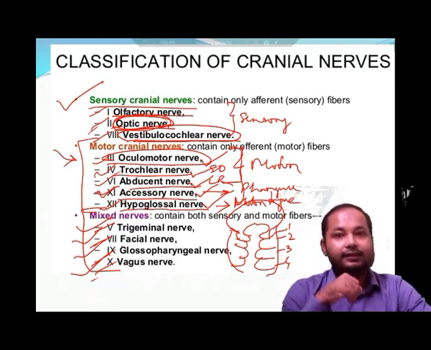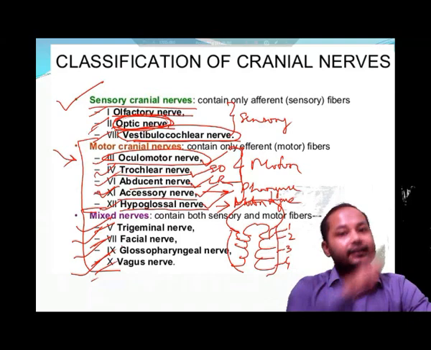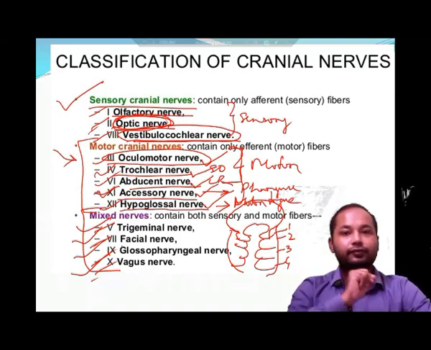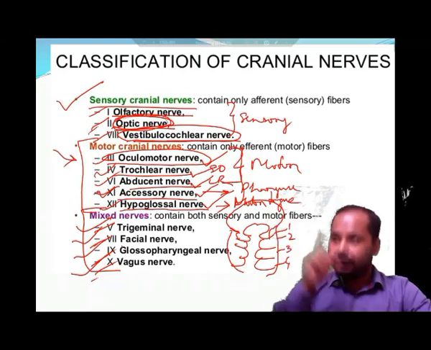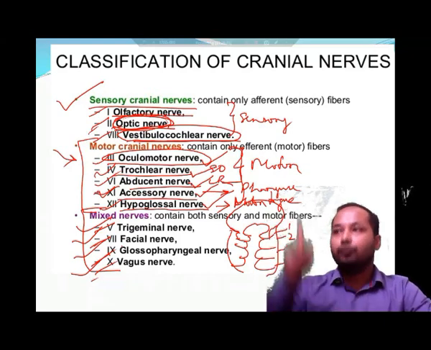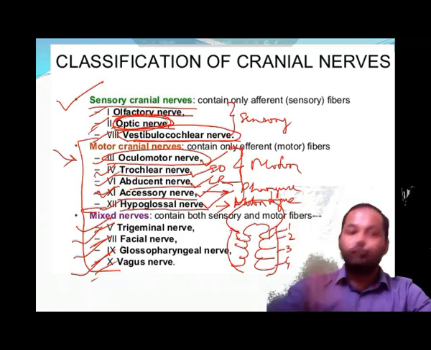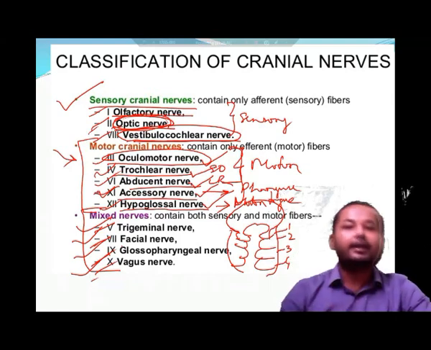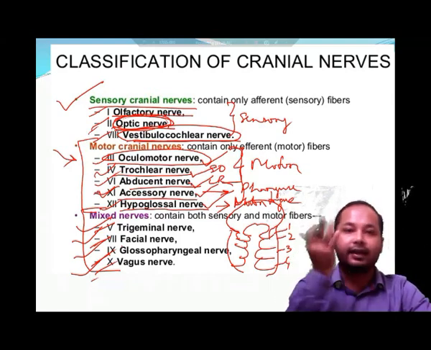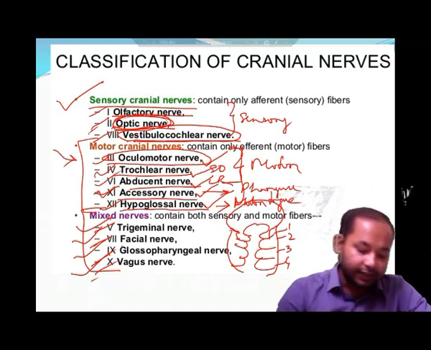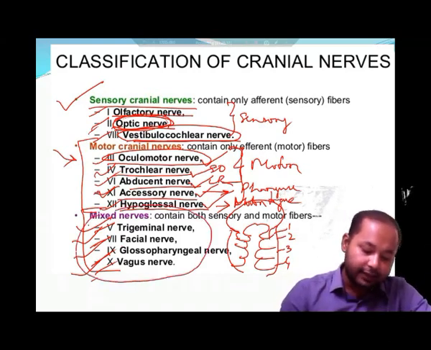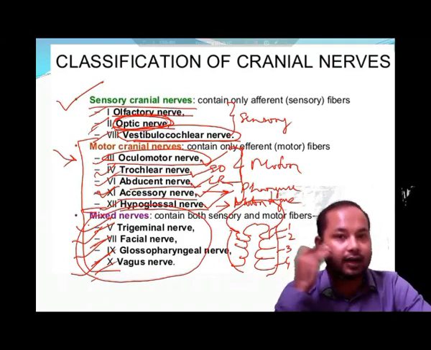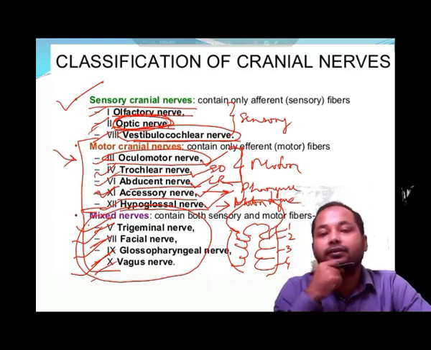So all the mixed nuclei take either one contribution from motor, or two contributions from motor, or one contribution with an additional contribution from one of the sensory nuclei, or two special visceral and motor sensory nuclei. These nerves are carrying the sensation to the different parts of the head and neck region. In short, you can also say 5, 7, 9, 10 are the nerves meant for the arches which make up the face.